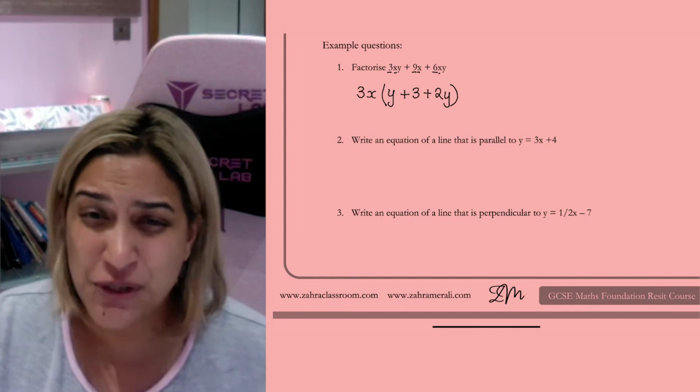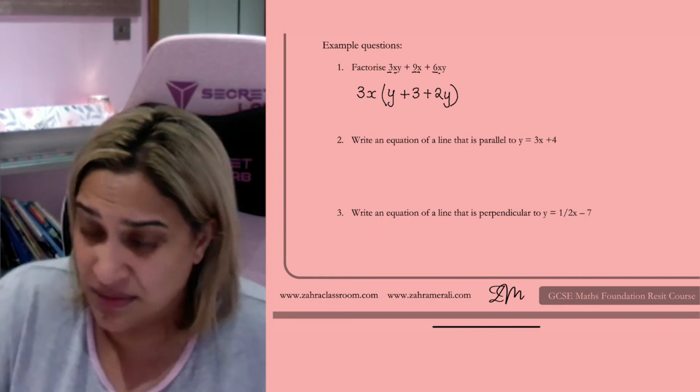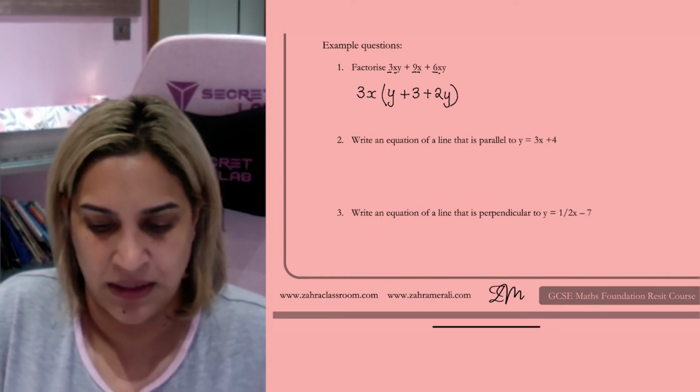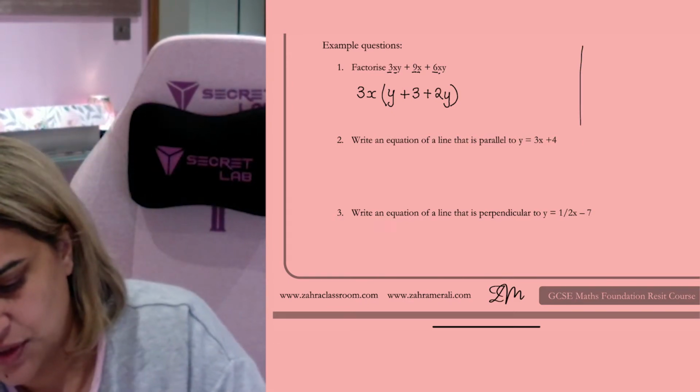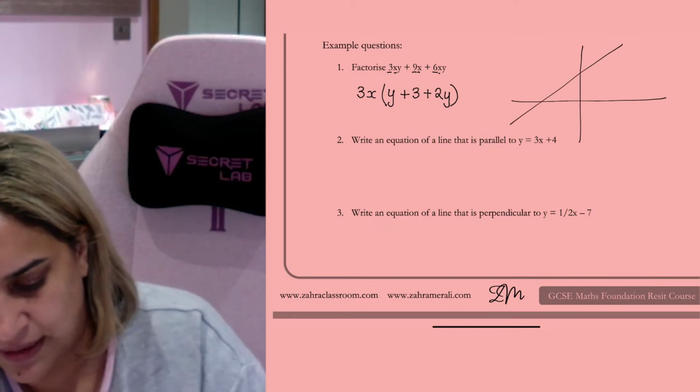And that would be fully factorized. I know it doesn't look that much nicer, but that would be fully factorized. The next thing is when we're thinking about straight lines. So let's just think about lines for the moment. So we've got a straight line.